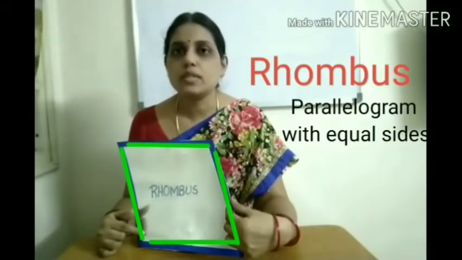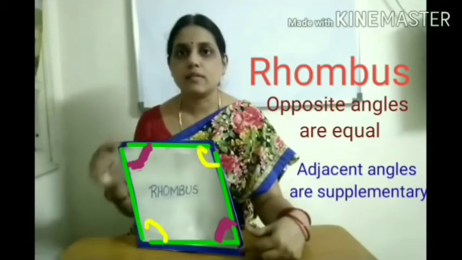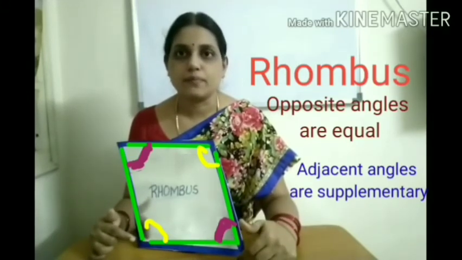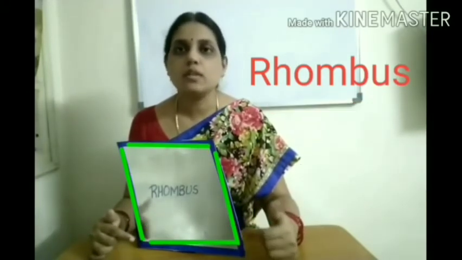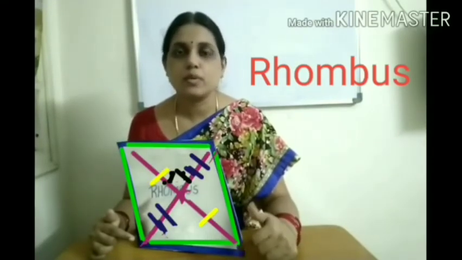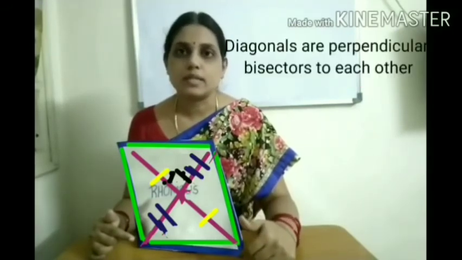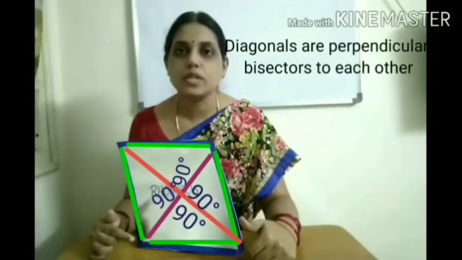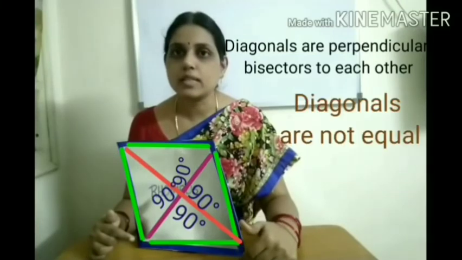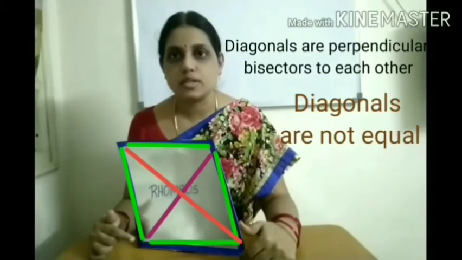All the properties of parallelogram are satisfied even by rhombus, like the opposite angles are equal, adjacent angles are supplementary, the opposite sides are parallel and equal. The additional property: all the 4 sides are also equal in a rhombus. Now coming to diagonals, there is a special property of diagonals. What is that? The diagonals are perpendicular bisectors to each other. So if you measure the angle between the 2 diagonals, you will get it as 90 degrees. But diagonals are not equal in length. Diagonals are perpendicular bisectors to each other.